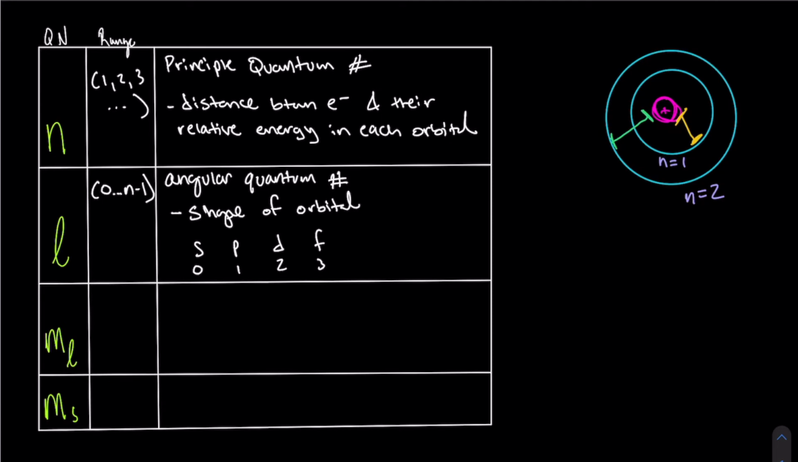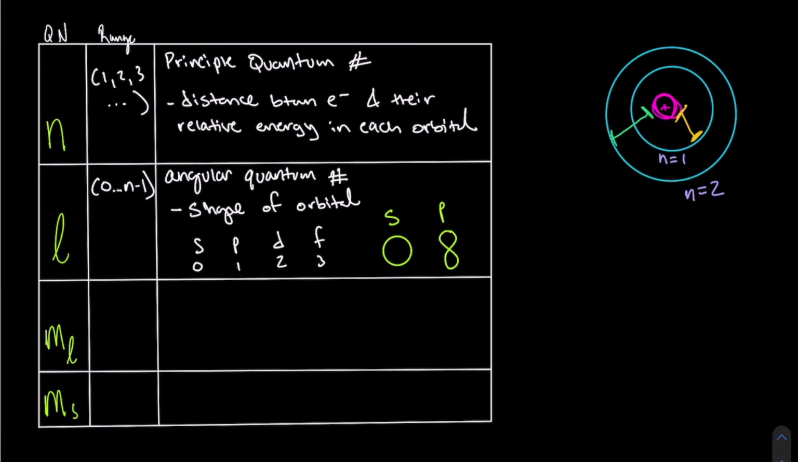S, P, D, and F are just letters that correspond to a specific shape. Mostly in organic 1, you're going to see S and P. So S is shaped like a sphere, and P is shaped like a dumbbell. So L basically just describes the shape, and you're most commonly going to see S and P. But just for the sake of knowledge, D is going to look something like that.